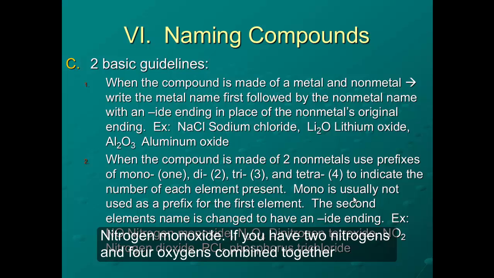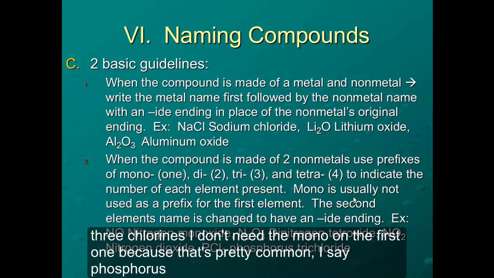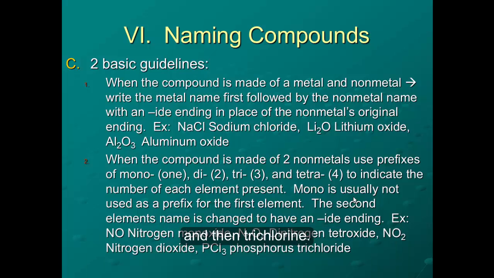So here we have nitrogen monoxide. If you have 2 nitrogens and 4 oxygens combined together, that would be dinitrogen tetroxide. If I have 1 nitrogen and 2 oxygens, that becomes nitrogen dioxide. If I have 1 phosphorus, 3 chlorines, I don't need the mono on the first one because that's pretty common. I say phosphorus, and then I say trichloride.